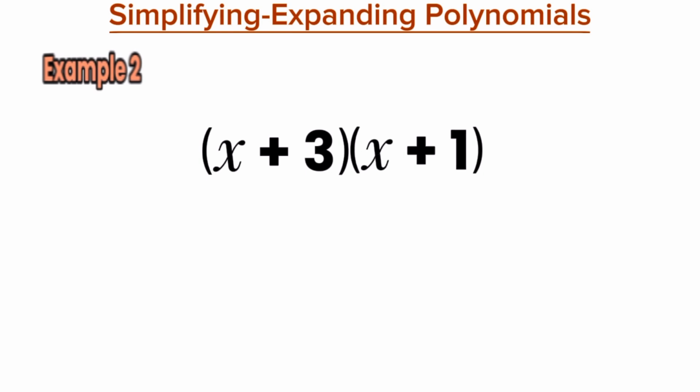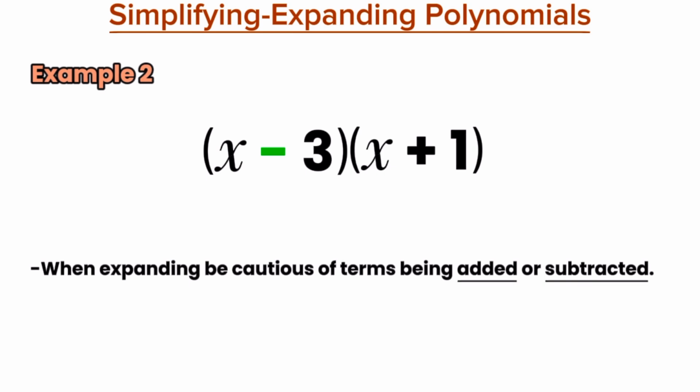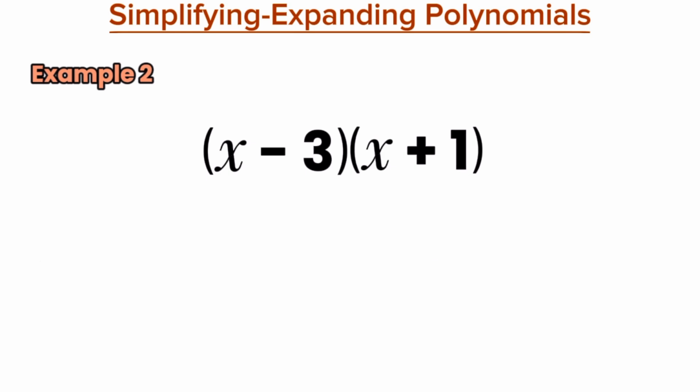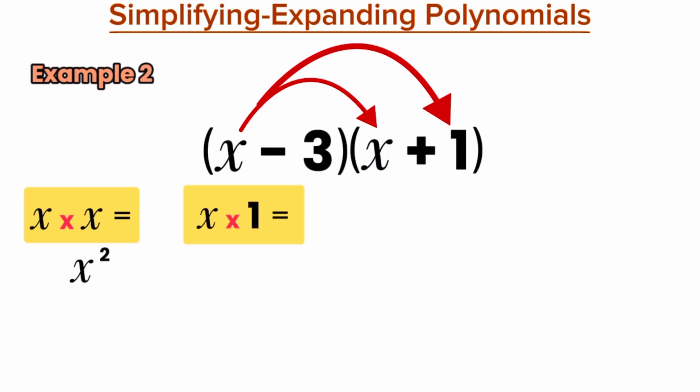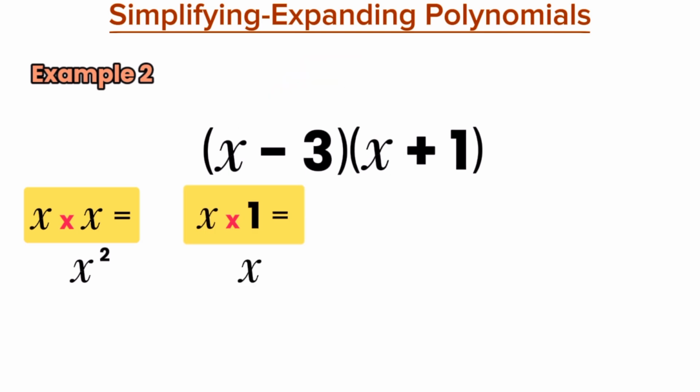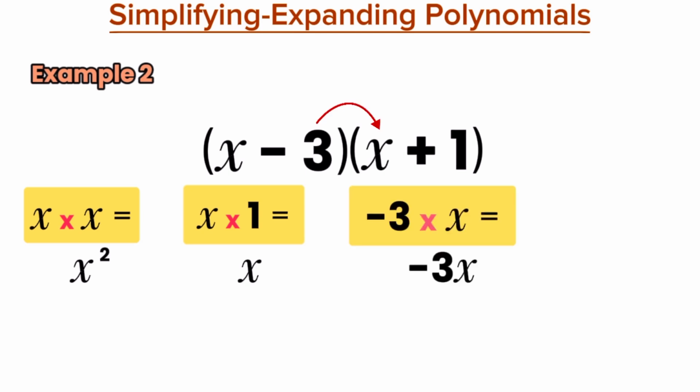Let's try this again, but this time I'll make the x plus 3 x minus 3. When expanding, it's important that you add or subtract the terms correctly, and sometimes that can be a little tricky. We share the first x term again to get x times x, which is x squared. Then x times 1, which is x. In the case of 3, it is negative 3 because it has a minus sign in front of it. Therefore, when sharing it, we get negative 3 times x, which is negative 3x, and negative 3 times 1, which is negative 3.